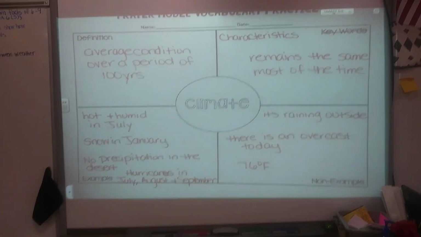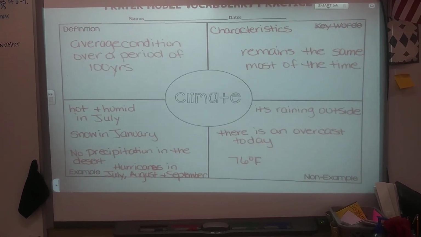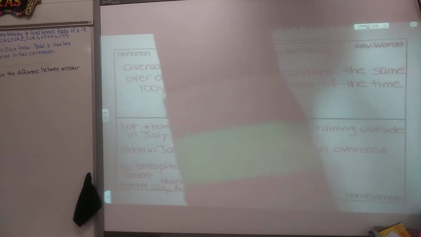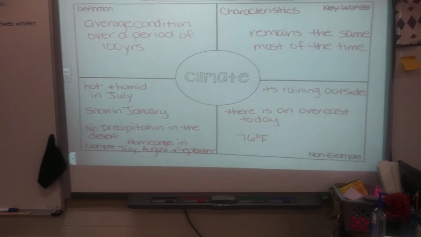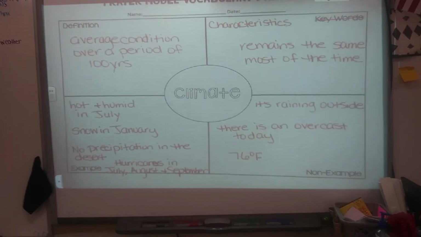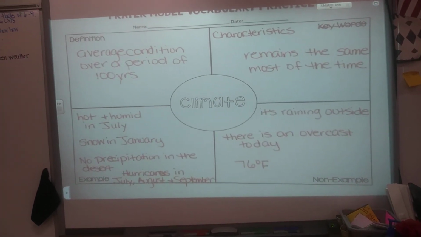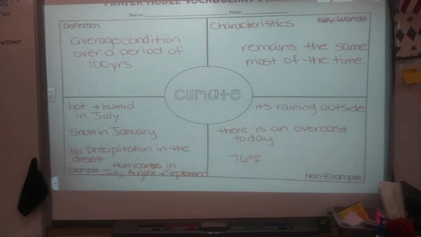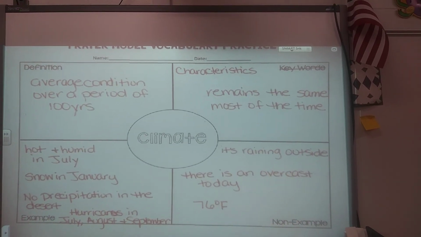So, we have just reviewed weather versus climate. I'm going to go back over the definition of both vocabulary terms. Weather being the daily conditions for a certain location, or in other words, what is the air like outside, and climate. It is the average condition over a period of 100 years, where weather changes from day to day, climate remains the same most of the time.